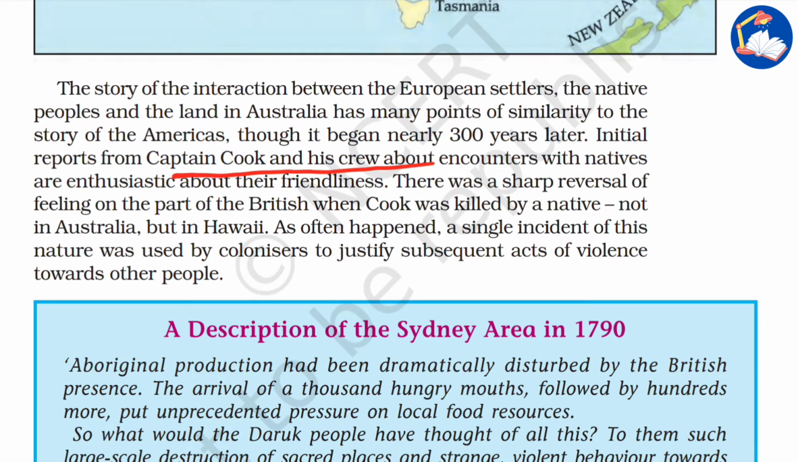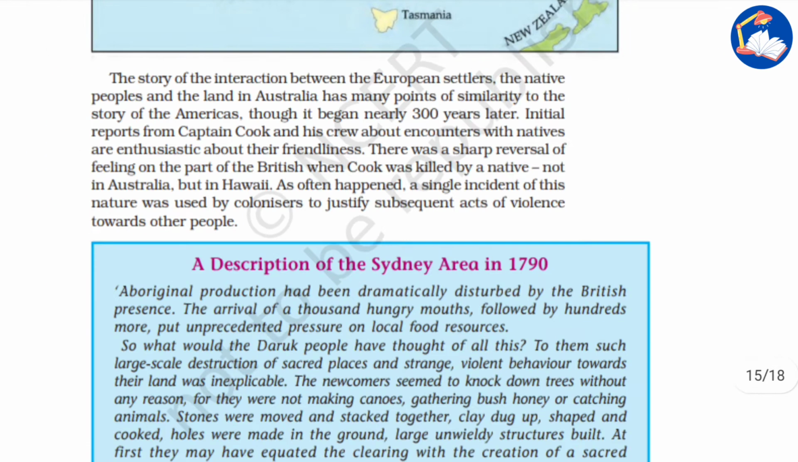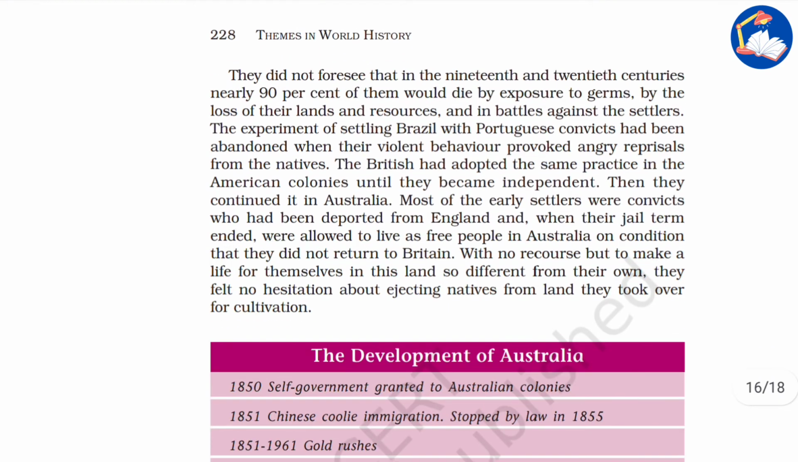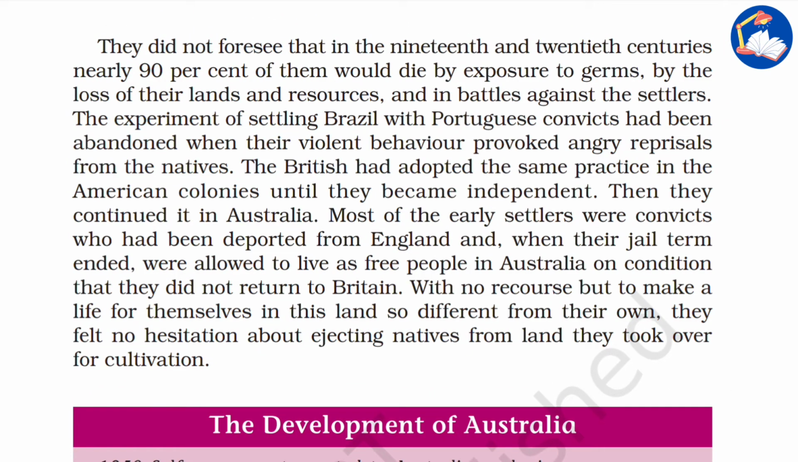They were enthusiastic about the Aboriginals' friendliness. But there was a problem. In Hawaii, as often happened, a single incident in which a native killed Cook was used by colonizers to justify subsequent acts of violence towards the natives. A single native killed Cook, and that led to conflict between the natives and the Europeans.